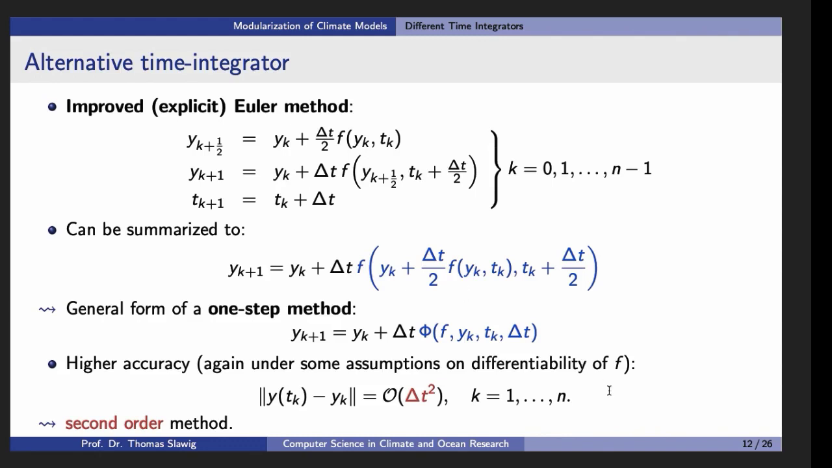Because with this method it can be shown, also by Taylor expansion, that this is a second order method, which means, again under some assumptions on the differentiability of f, the difference between exact solution and approximate solution is now a quadratic function of delta t. So there's again a constant depending on the derivatives of f and on the length of the time interval, but delta t square is the term which describes the error. So if we here use smaller time steps, the error becomes even smaller. So this is called a higher order, or more exactly a second order method.